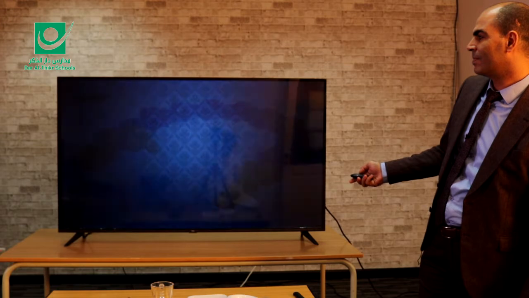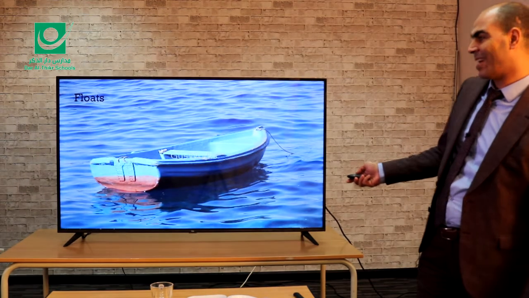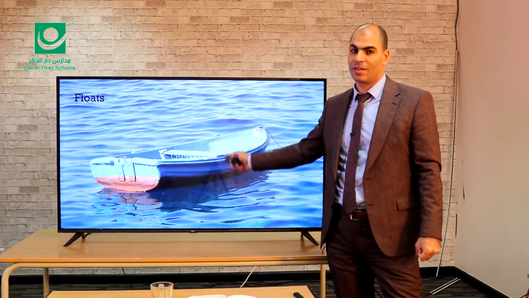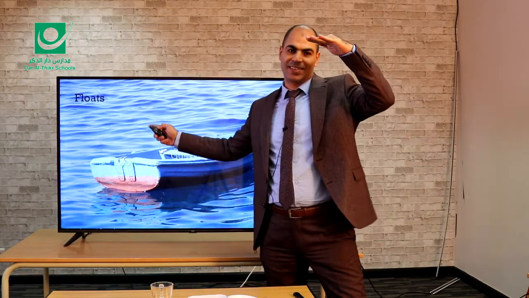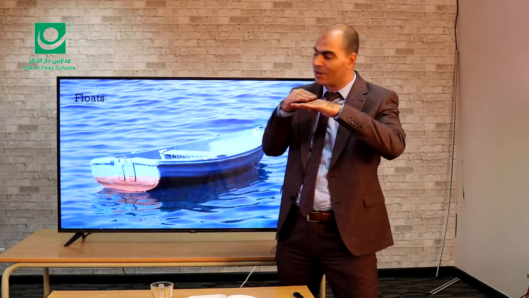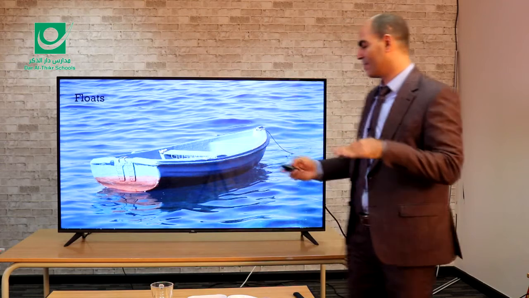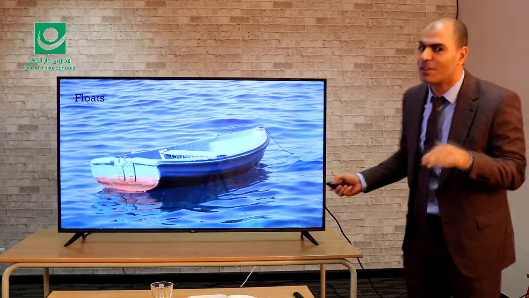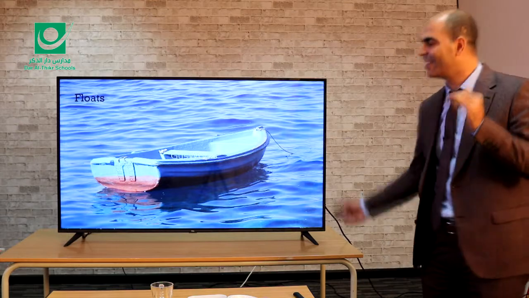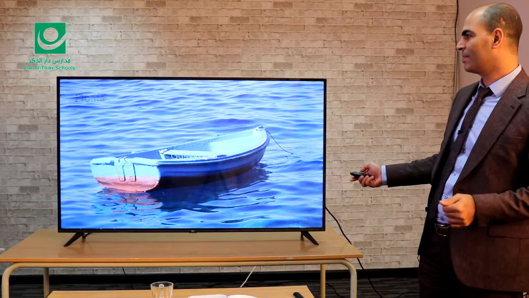Next. Yeah, we have a small boat up here. It floats. It floats on water. Floats. And the opposite is what? The opposite of float is sink. Great.